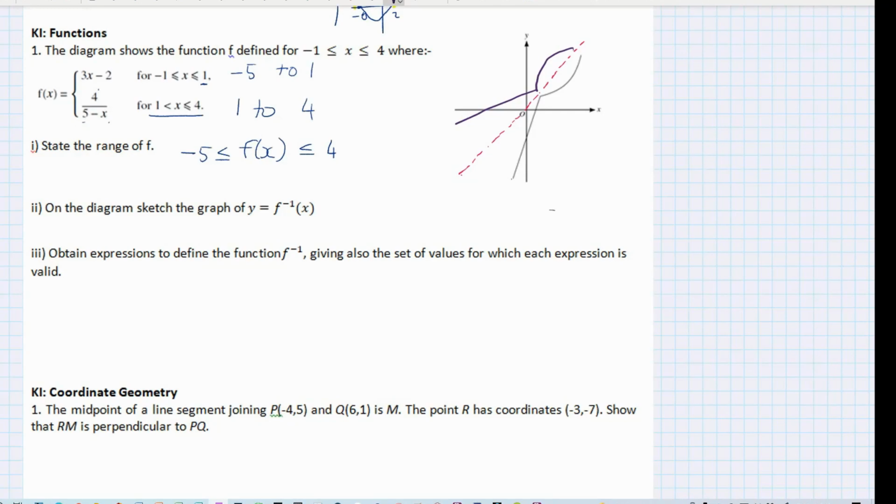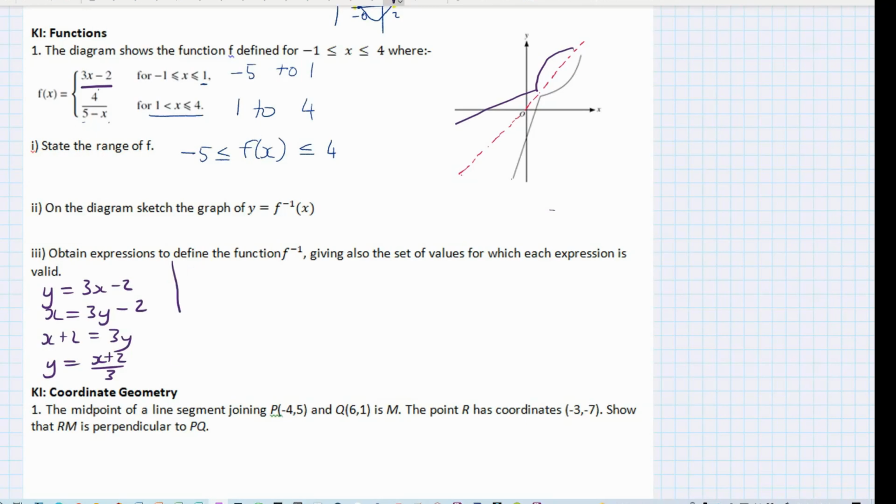Okie dokie, now we're going to obtain expressions to define the inverse function. Let's start with this bit here. So we go y equals 3x minus 2. We swap our y and x values because we are doing an inverse. Move everything across so that we can get y by itself. So we get y is equal to (x plus 2) over 3. Now, write that as the inverse. Well, no, I'll come to that at the end actually.